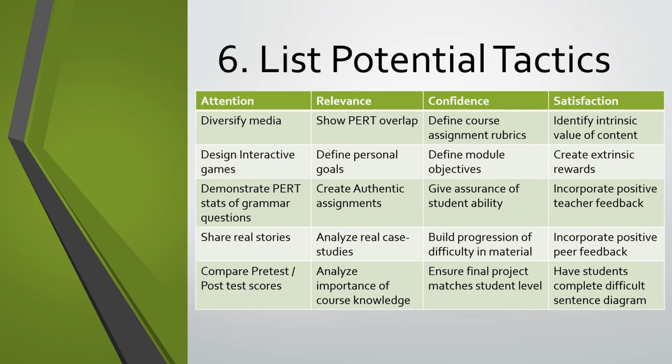Potential tactics of building confidence are to define course assignment rubrics, define module objectives, to give assurance of students' ability, to build progression of difficulty in material, to ensure final project matches student level. Potential tactics to build satisfaction are to identify intrinsic value of content, to create extrinsic rewards, to incorporate positive teacher feedback, and to incorporate positive peer feedback, and then to have the students complete a very difficult sentence diagram to demonstrate what they have learned.